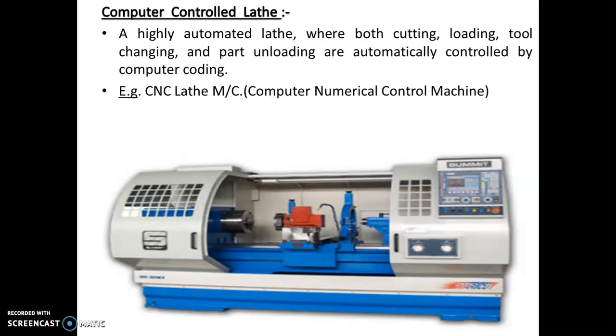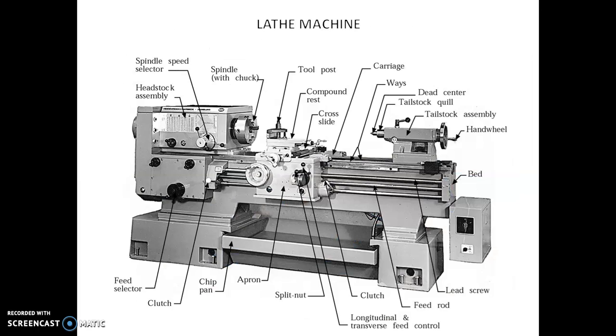Next are computer controlled lathes. Generally in this category CNC machines are discussed. CNC means computer numerical control machines. In such machines, cutting, loading, tool changing and part unloading are automatically controlled by computer coding itself. So this is a type of automatic lathe.